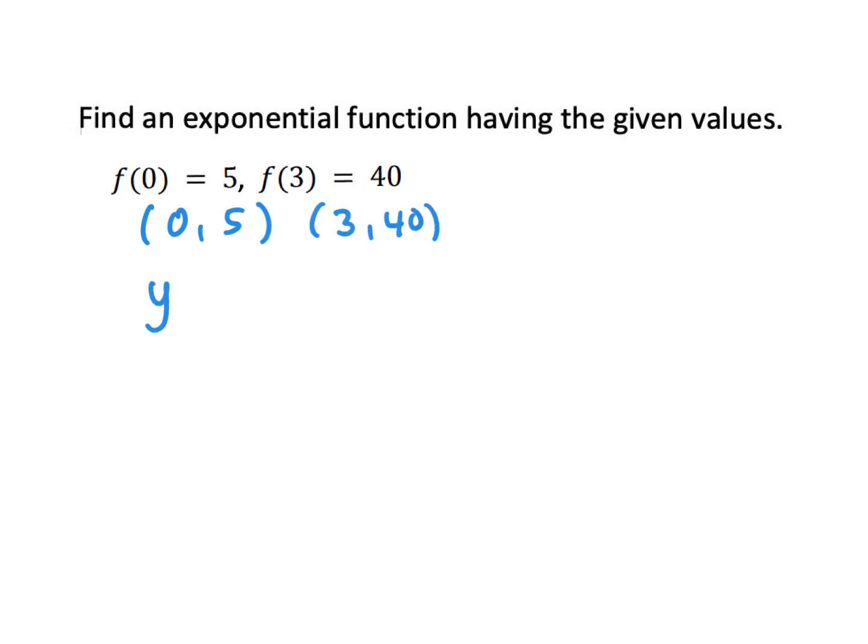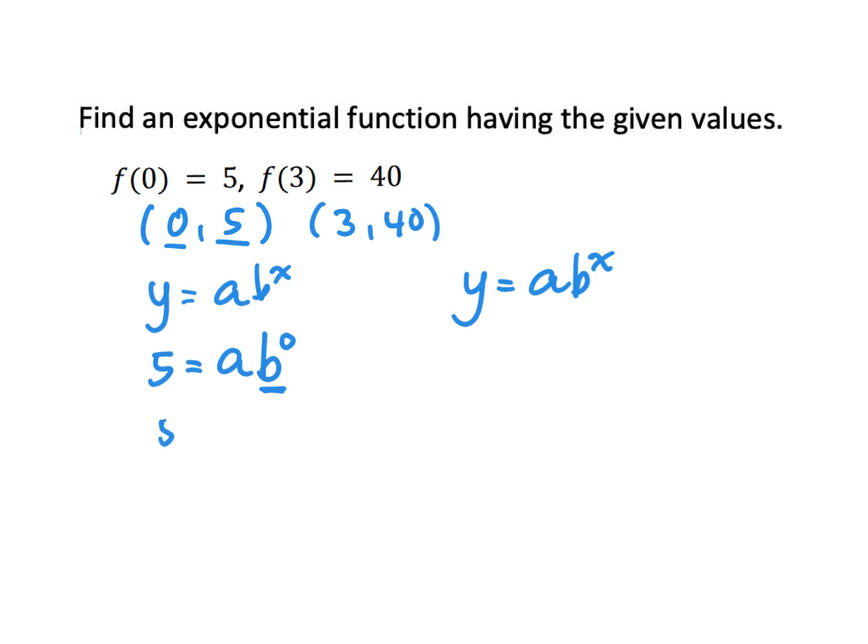Okay, so y is equal to ab raised to x, and I'm going to put another one here. y is equal to ab raised to x. This is your y, this is your x. Fill it up. 5 is equal to a b raised to 0. Anything that is raised to 0 is equal to 1. So a times 1 is still just a. Therefore, my a is 5.